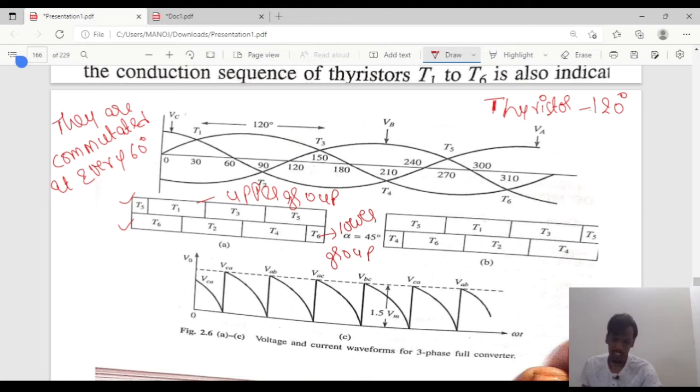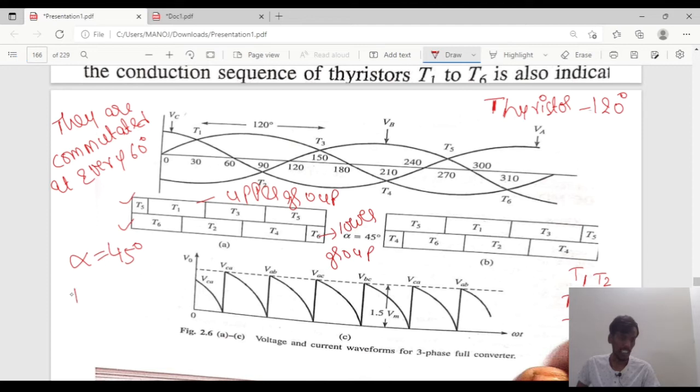For a phase sequence ABC of the three-phase supply system, first the thyristor pair T1, T2 will conduct, next T2, T3 will conduct, next T3 and T4 will conduct. So these are the conductions. Here alpha equal to 45 degrees is taken, and the conduction sequence is from T1 to T6.